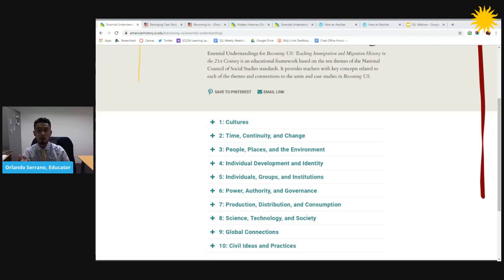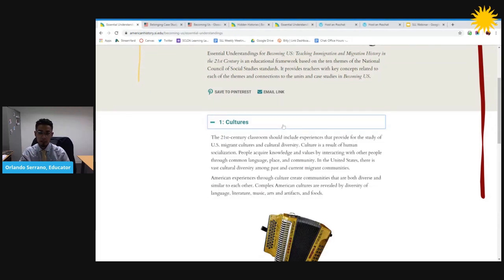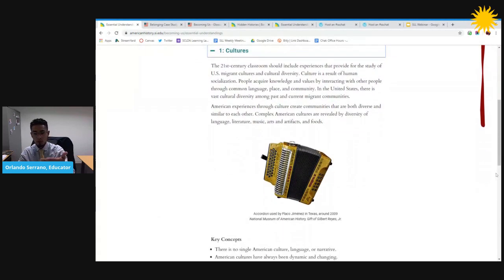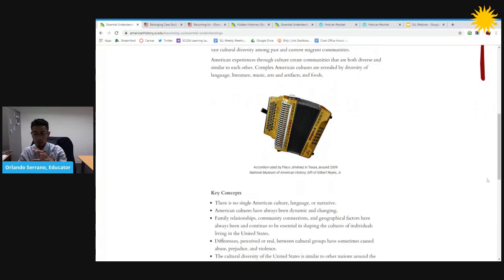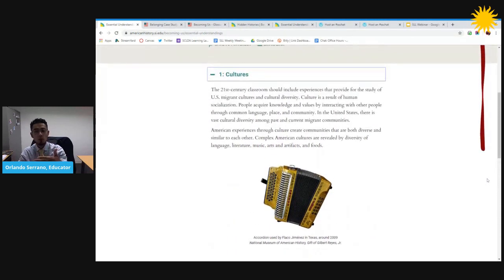they would look like. So when you click on the cultures, for example, you'll see that we take some of the language that NCSS uses at the introduction of these themes, but then with the concepts, we're like, well, how is this different when we look at it from the perspective of someone who is moving or who has moved all the time?